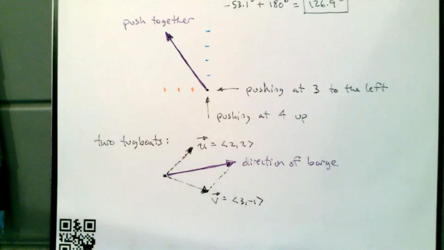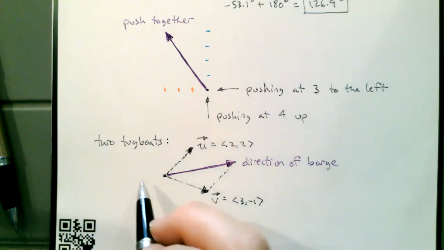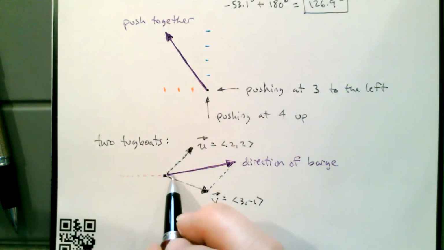The barge will still be moving to the left, but u is pulling it a little bit up from v. So it's pulling a little bit up from the center line. It's not exactly going along this center line.